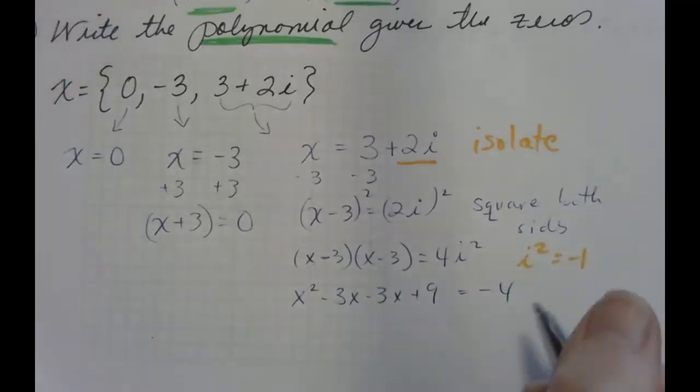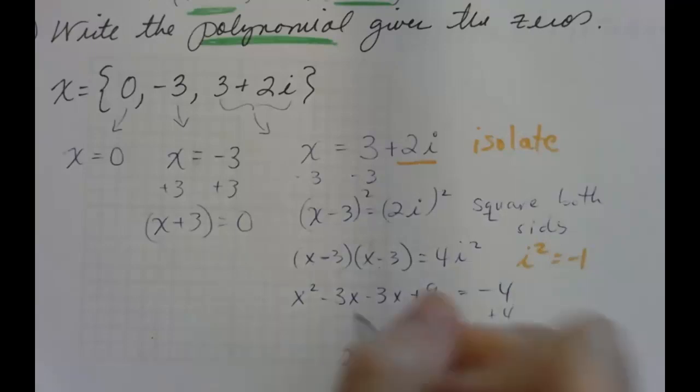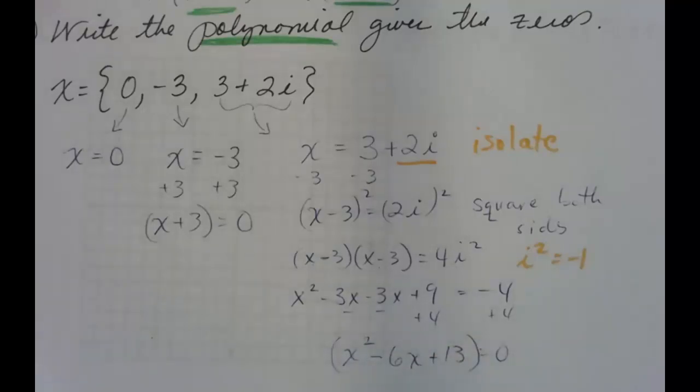That's why. So next, let's add the 4 and set equal to 0. So x squared minus 6x, because these are like terms, plus 13 equals 0. There is our third factor. Our first factor is x. Our second factor is x plus 3. Our third factor is x squared minus 6x plus 13.